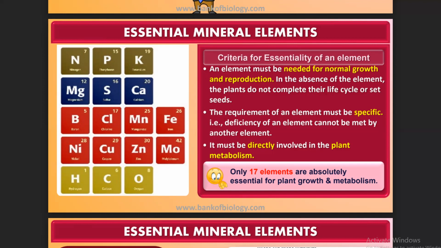It must be directly involved in plant metabolism. Only 17 elements are absolutely essential for plant growth and metabolism. They are absolutely essential. 17.